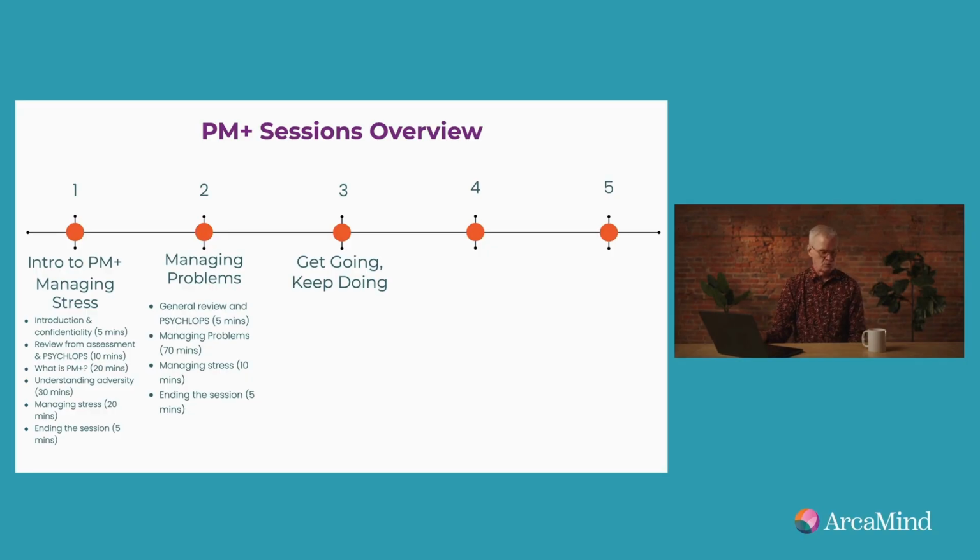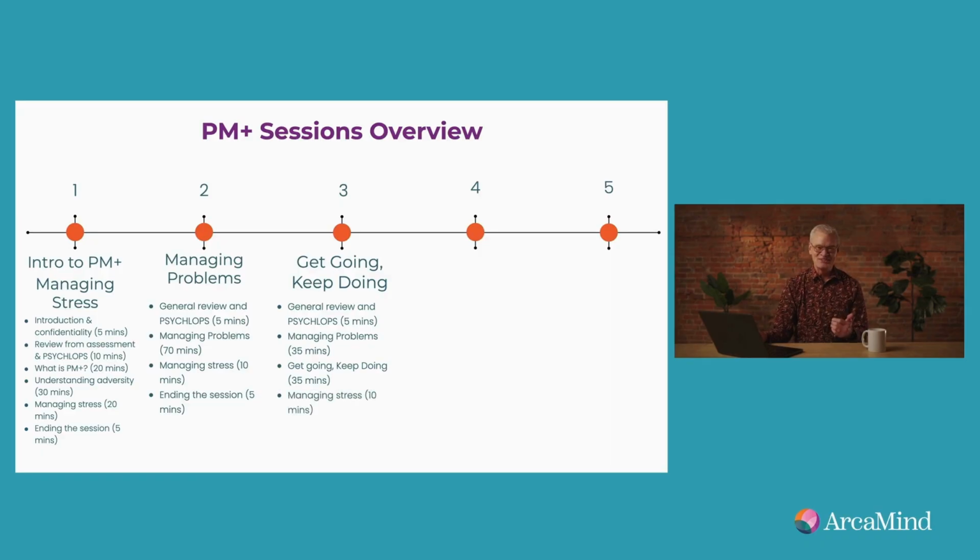Once again, the general review. Then we'll do that Cyclops. Then we're going to look at that cycle one more time. We're going to go through the managing problems to see how that went, check on that action plan, and then we're going to introduce get going, keep doing, which is that overview of the inactivity and the activity cycle. We'll teach that to our client. That'll take about 35 minutes.